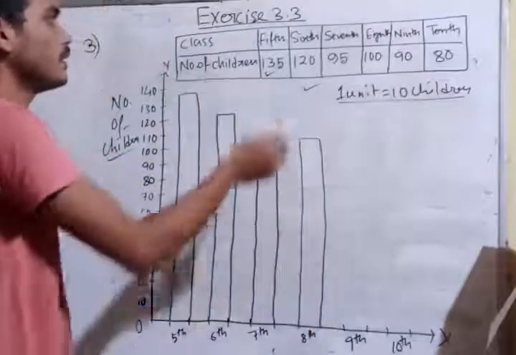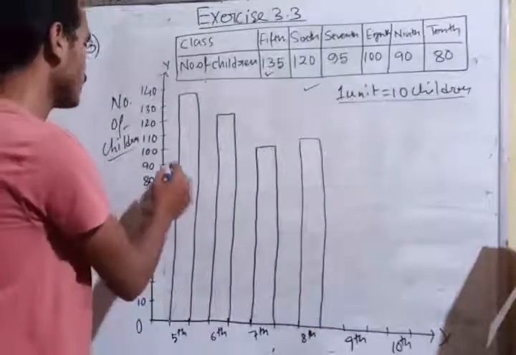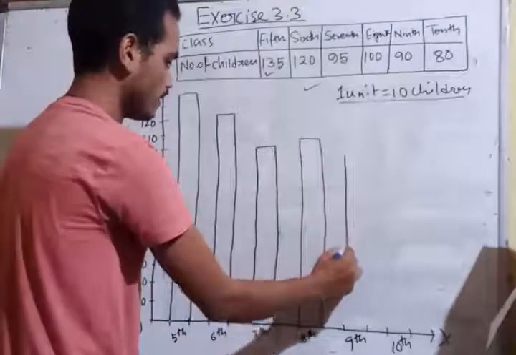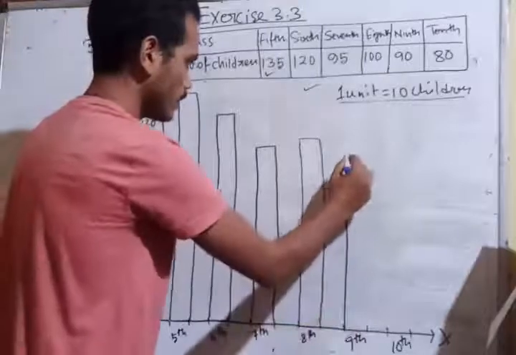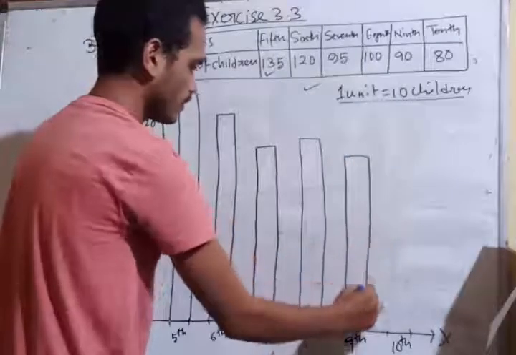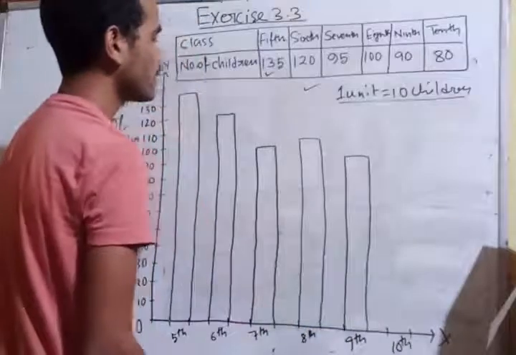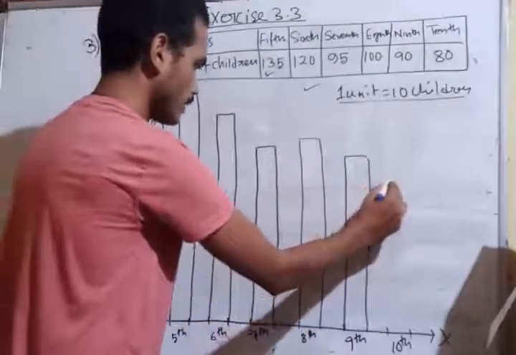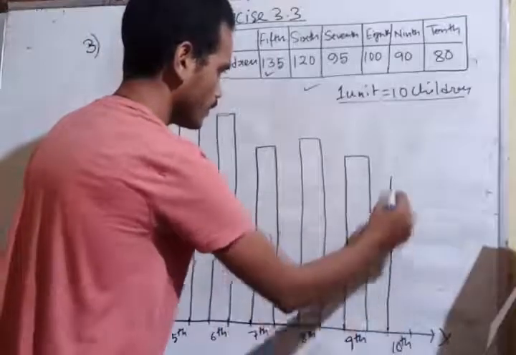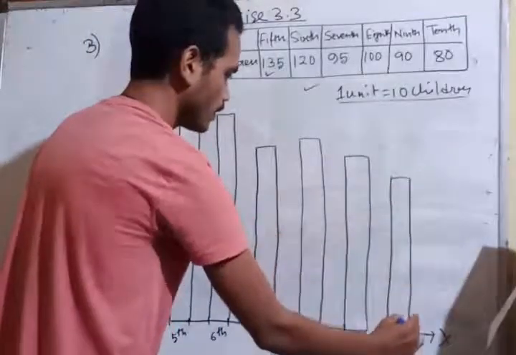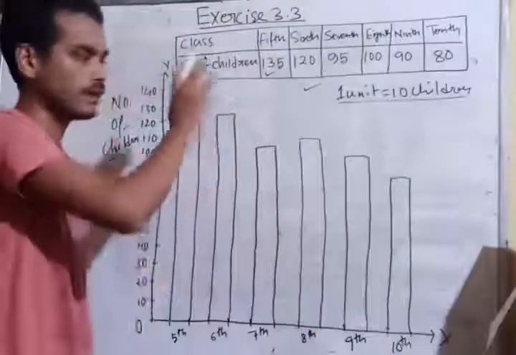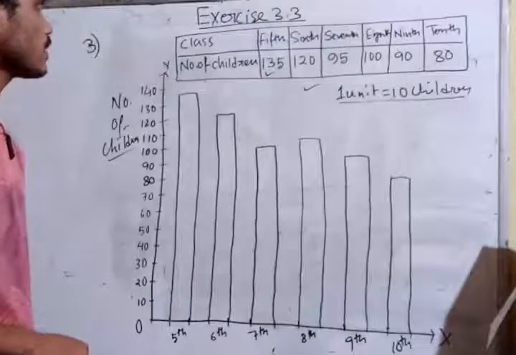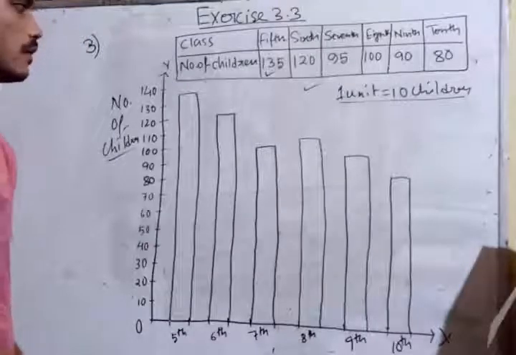Now in 9th class 90 students are there, so this is your 90. If you go like this, it will be your 90, just join it. Then at last in 10th class only 80 students are there, so you join this 80, here it will come, so this is your 80. So you have represented the data in a bar graph. So this is how you can draw the bar graph.